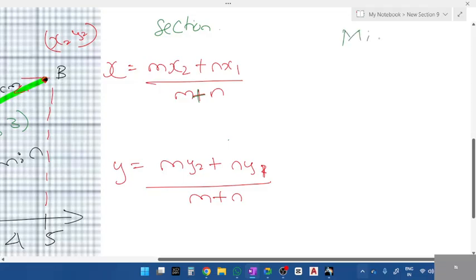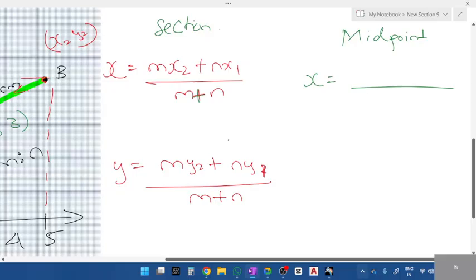When it comes to midpoint, what's the value for m and n, students? Will it be same or different? For midpoint, the m and n ratio will be 1 is to 1. It should be the same.